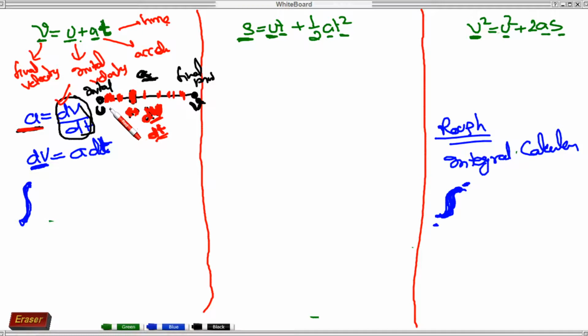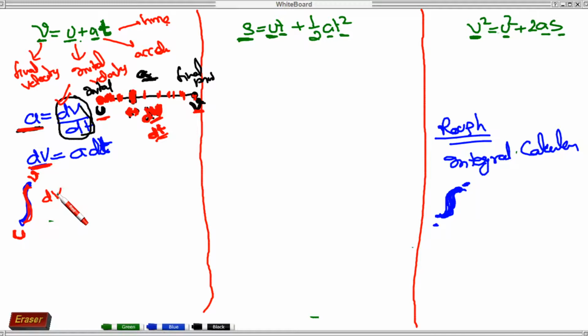So that's integration, means we are going to integrate all these differential elements. We have to integrate it from this initial point to this final point. So what is the initial velocity here? Here we are going to write initial, and what is the final velocity here? That is v.